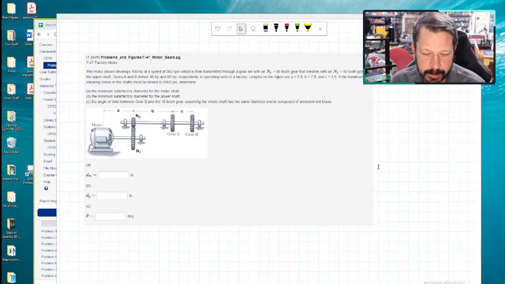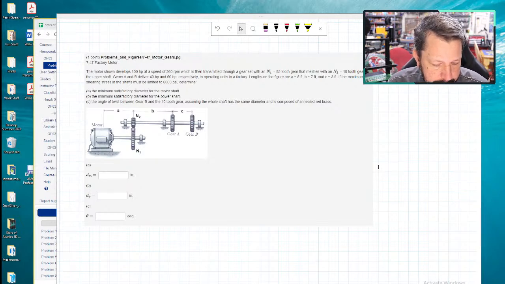We have N1 and N2 being number of teeth on gears. So that's telling us our gear ratio. You either need to know the number of teeth on these mating gears, or you need to know the diameters or the radius of the gears to know how fast one is spinning relative to the other one. So in this case, we know the number of teeth.